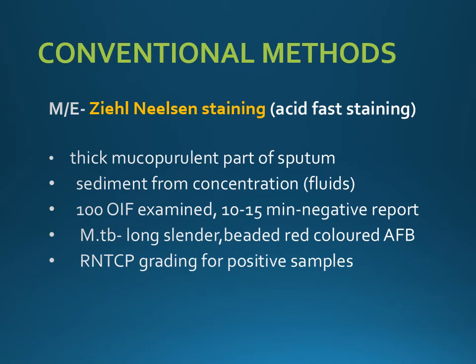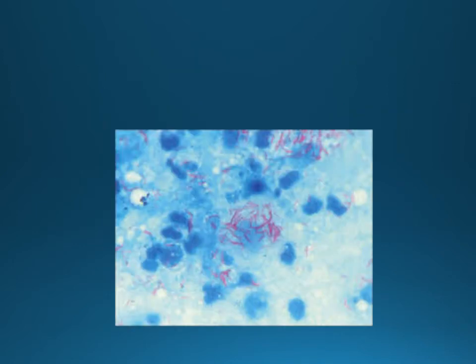Now, how does this bacteria appear under the microscope, under the oil immersion lens? Mycobacterium will appear as long, slender, beaded, red colored acid fast bacilli. And the RNTCP, the Revised National Tuberculosis Control Programme, has given a grading for the positive samples. This grading is very important. Here you can see the ZN staining, and we are seeing the acid fast positive, beaded Mycobacterium tuberculosis.